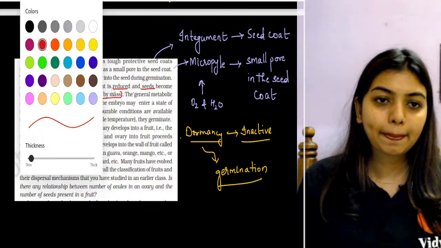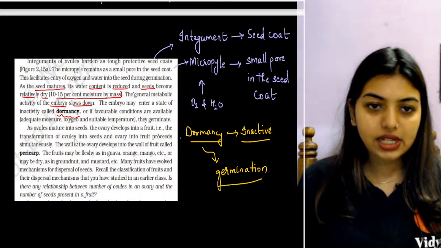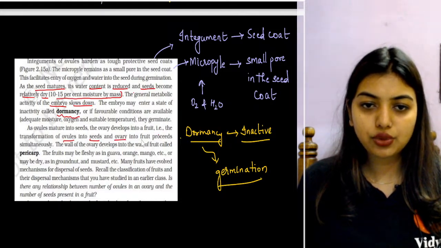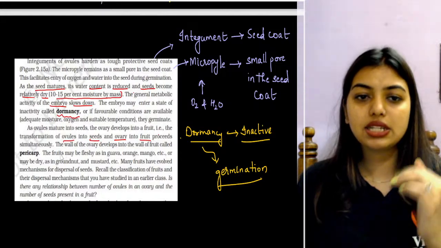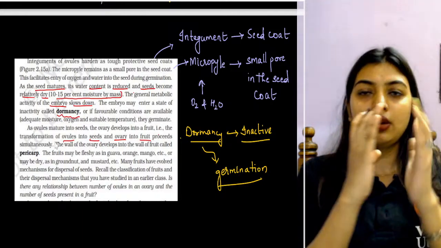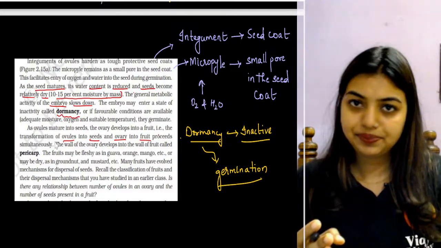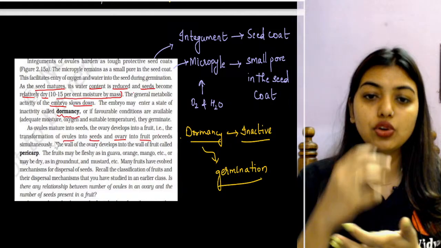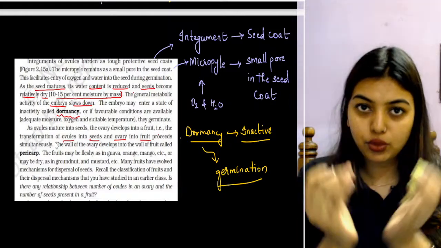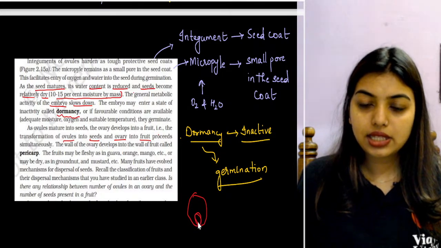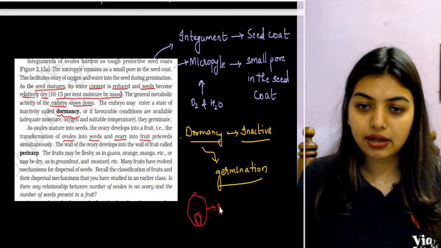Now look here, as ovules mature into seeds, the ovary develops into fruit. That is, the transformation of ovules into seed and ovary into fruit proceeds simultaneously. The wall of the ovary develops into the wall of the fruit, which is called the pericarp. So the integuments have become the seed coat, and the fruit wall is made up of the pericarp. Remember, this is the ovary, and inside the ovary the ovule was there, right? So the wall of the ovary became the pericarp.